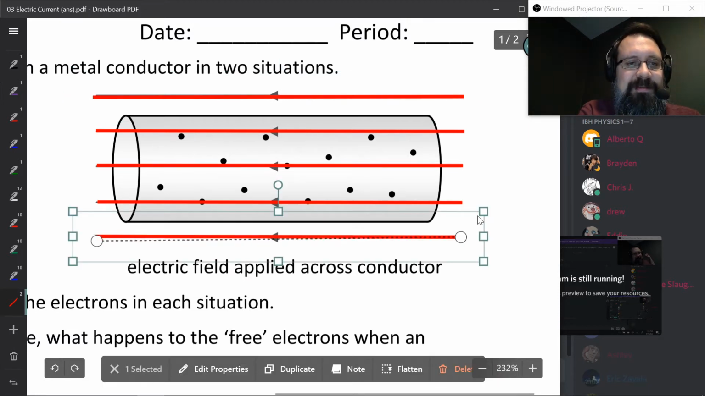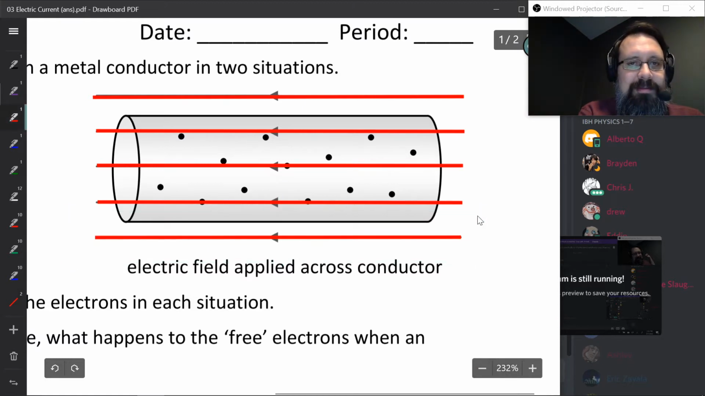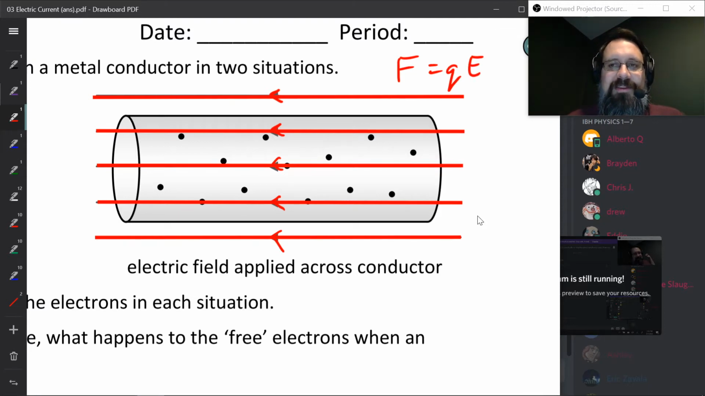What does a field do to a charge? Wait, doesn't it apply a force on the charge? It applies a force on the charge. That's exactly what happens. I tried to say that, but I don't think it came out. Push to talk is cursed. The charge q times the electric field strength E gives you the strength of the force.